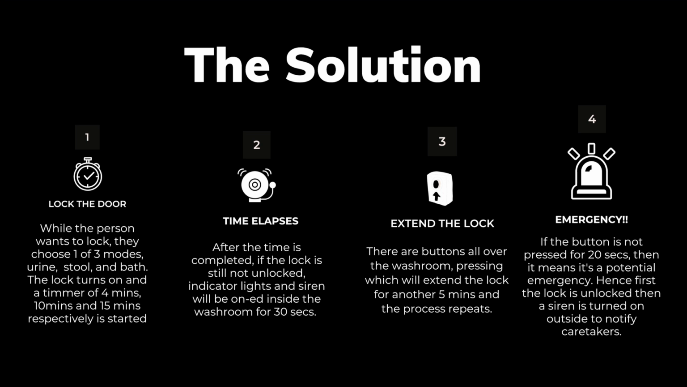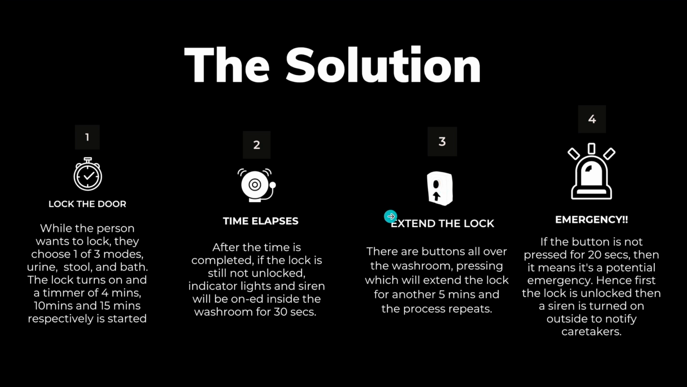But in case they fail to press within the 30 seconds, this means that there is a potential emergency, and in this case the lock will be unlocked, and after the lock has been unlocked, there will be a notification to the caretakers through alarm or light. Here we have shown it through light, that there is an emergency, please look into it. The door latch is unlocked, so they can check it easily.